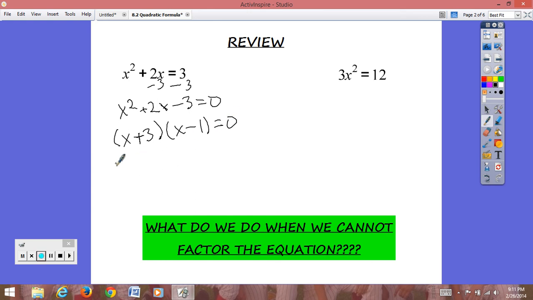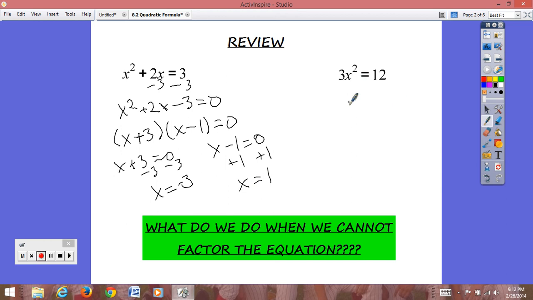Set both of these equal to 0, we get x plus 3 equals 0. Subtract 3 on both sides, x equals negative 3. Set x minus 1 equal to 0. Add 1. We get x equals 1.